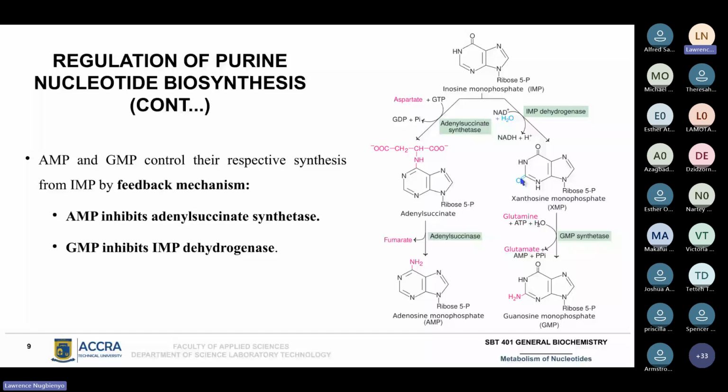So we see that form of regulation also occurring. Adenosine monophosphate serving as the inhibitor to the first enzyme in the conversion of the inosine monophosphate. And we see guanosine monophosphate acting as an inhibitor also to the first enzyme, inosine monophosphate dehydrogenase.